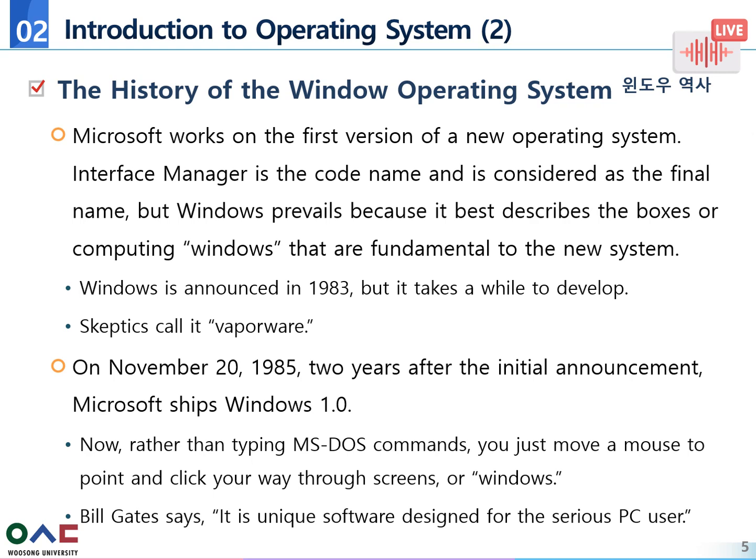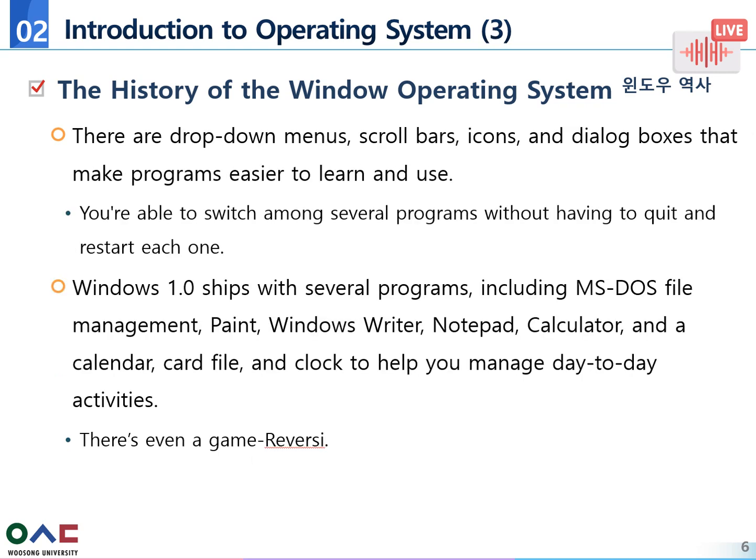Now, rather than typing MS-DOS commands, you just move a mouse to point and click your way through screens, or windows. Bill Gates says, it is unique software designed for the serious PC user. There are drop-down menus, scroll bars, icons, and dialog boxes that make programs easier to learn and use. You're able to switch among several programs without having to quit and restart each one.